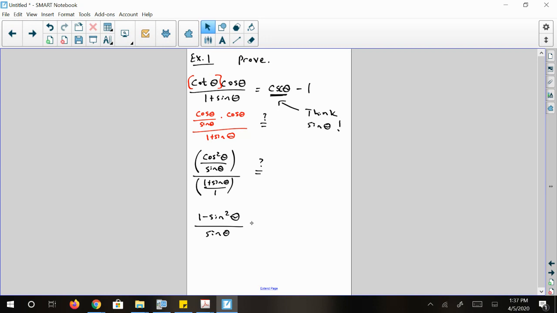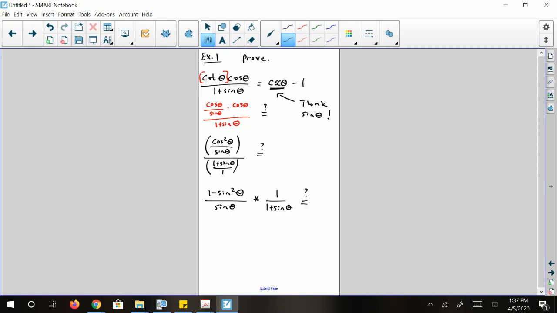fractions. And what we've learned this year is that when you divide 2 fractions, that's the same as multiplying by the reciprocal. So just to help myself out here and make this look a little easier on the eyes, I'm going to write this as 1 minus sine squared of theta divided by sine of theta, times 1 over 1 plus sine of theta, okay? Because I'm copying the first fraction and I'm multiplying by the reciprocal of the second fraction, okay?